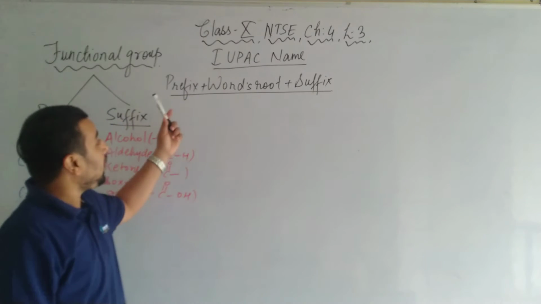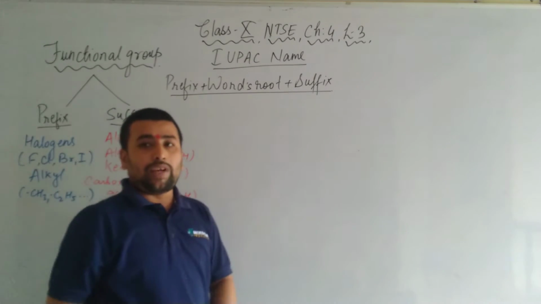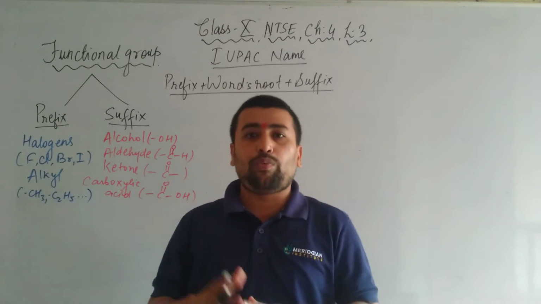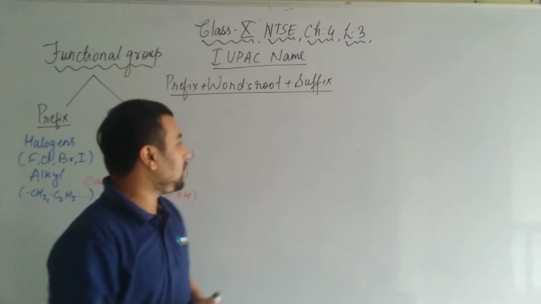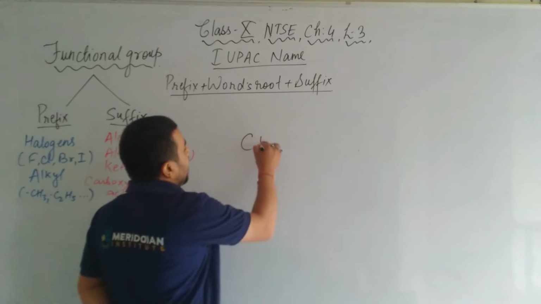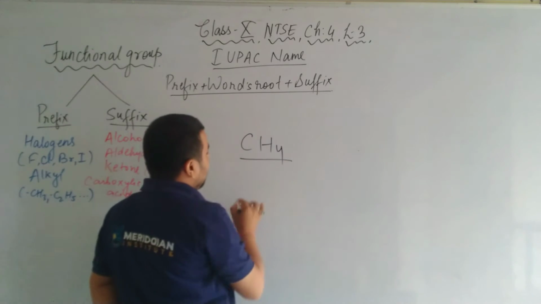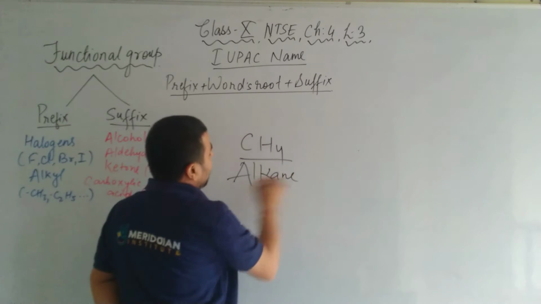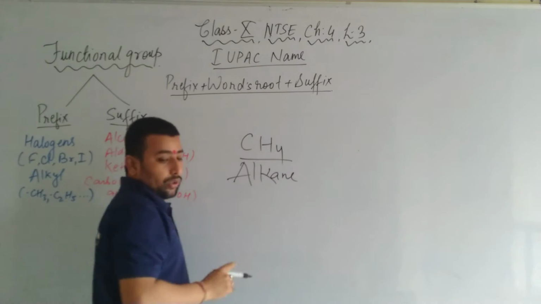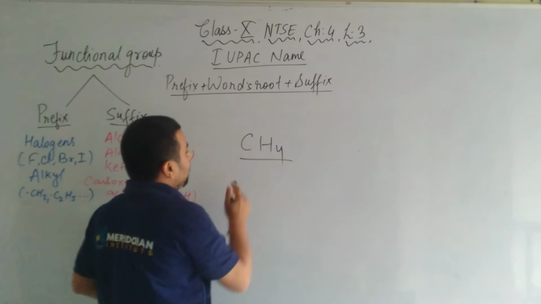Here, students, you can see prefix, word root and suffix. What is a prefix? A prefix is a functional group which comes first and changes the compound. Just suppose methane is there, CH4. The methane chemical formula is an alkane containing one carbon. So if I talk about this alkane, the chemical name is methane.